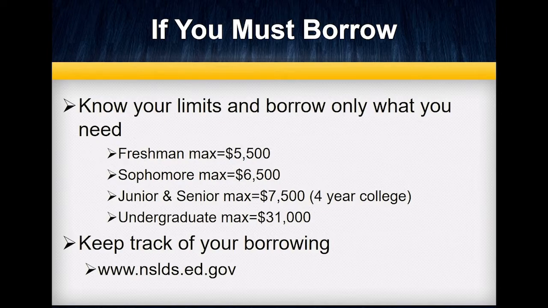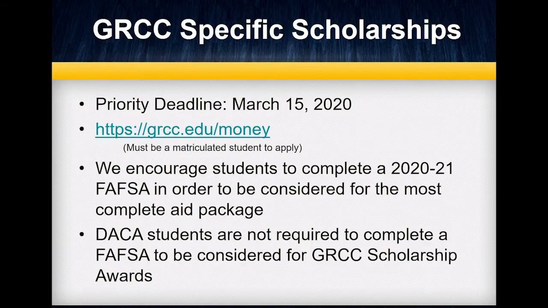Again, it's important to know your limits. At each year that you go into your freshman, sophomore, junior, and senior years, you can see that you can borrow more. The undergraduate maximum level is $31,000, and you can keep track of your borrowing by going to nslds.ed.gov.